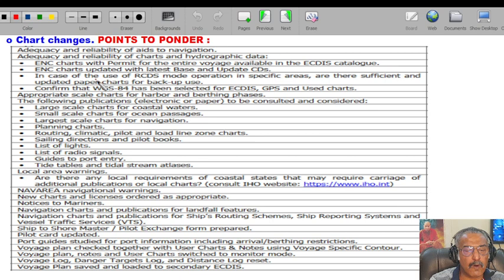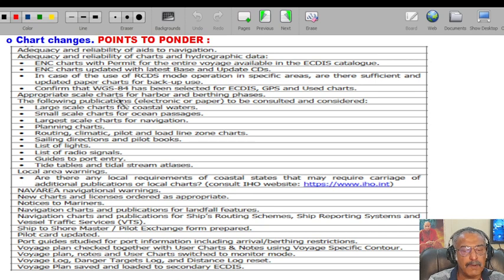In case of the use of RCDS mode operation in specific areas, are there sufficient and updated paper charts for backup use? So in case you have any dubious situation like this, the vessel must also carry paper charts as a backup. Confirm that WGS 84 has been selected on ECDIS, GPS and used charts.